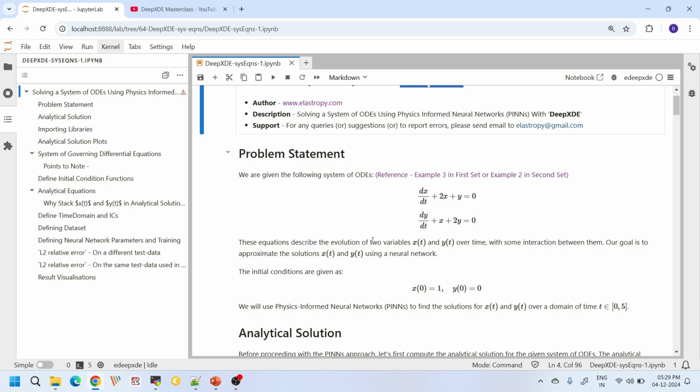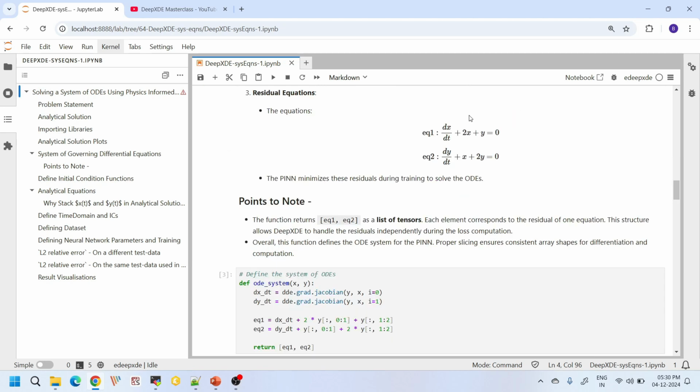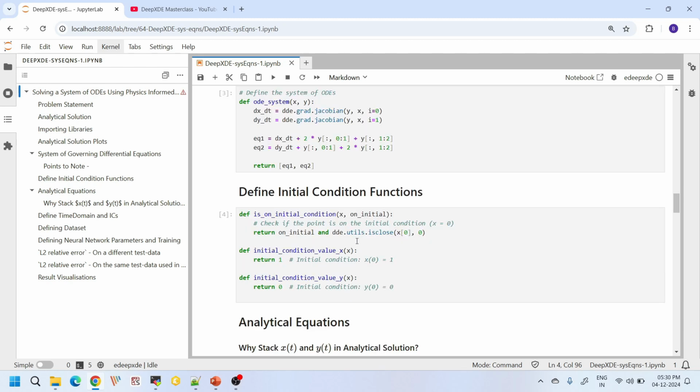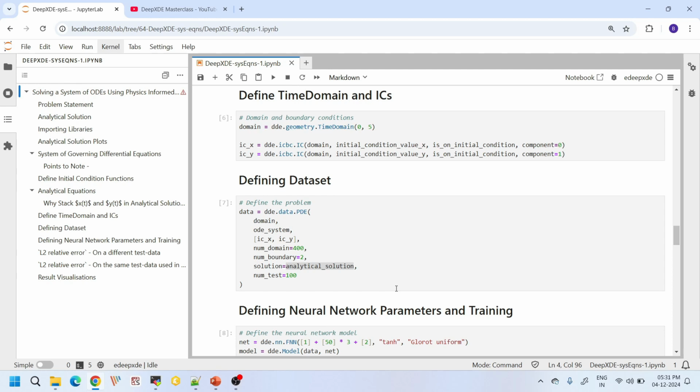So before jumping into the main topic, let me give you a detailed overview of what we will be learning today. First, we will understand how to encode this ODE system using residual equations. I'll show you how to use Jacobian functions to compute the derivatives involved in each equation. Next, we will understand how to define the initial condition for this sort of coupled system of equations. Next, we will configure the neural network parameters to approximate the solutions for the system.